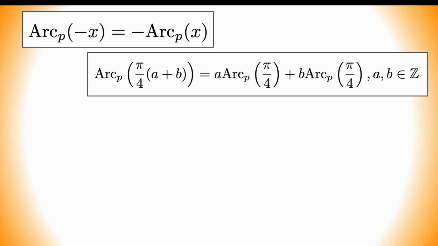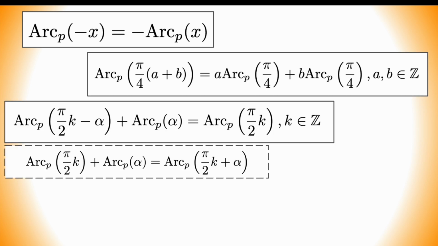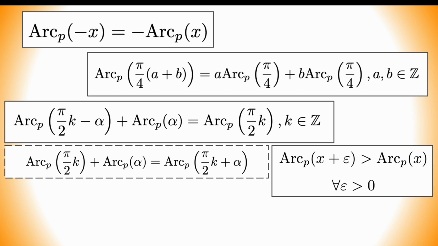And that's it. Here's everything we went through in this video. Arc is odd, linear with integers at pi over 4, works nicely with complementary angles, is monotonic, and invertible. We're gonna really stretch this function out in future videos, so I wanted to get this out of the way before the fun began. Okay, bye!